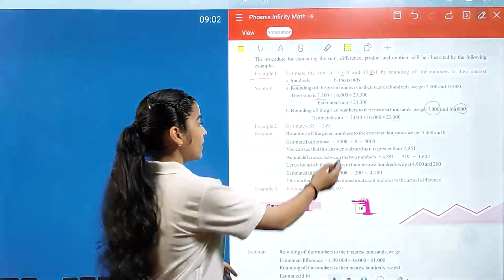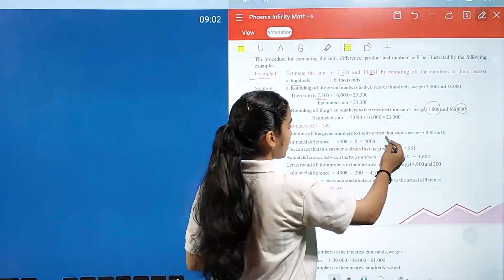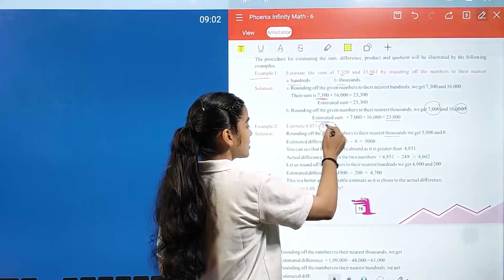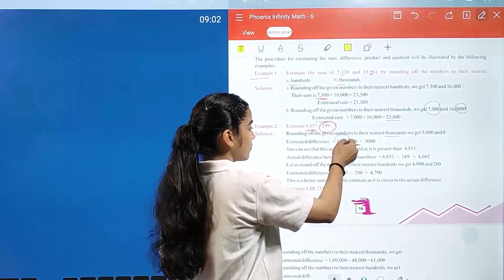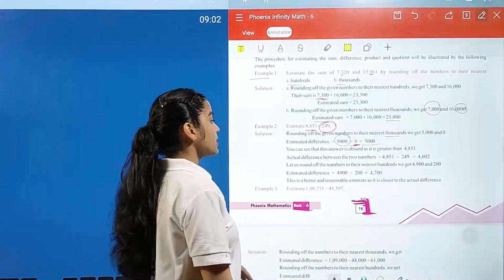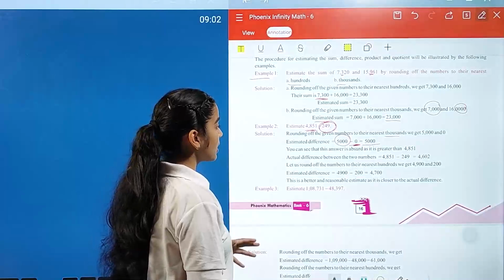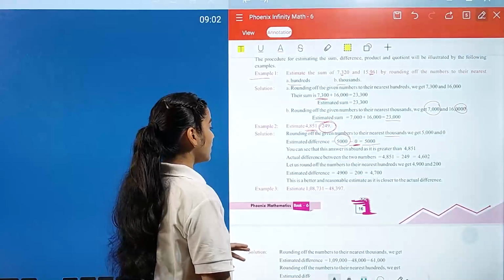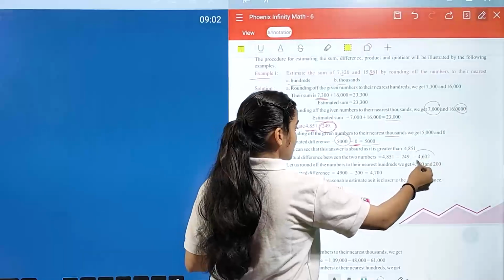Estimated difference would be 5,000 minus 0, because we are rounding off the numbers to the nearest thousand. Here we do not have a nearest thousand, so we have to write 0. And in this case, if we shift to 2, we have 5,000. You can see that this answer is greater than the actual difference, 4,851. Actual difference between the two numbers is 4,602.